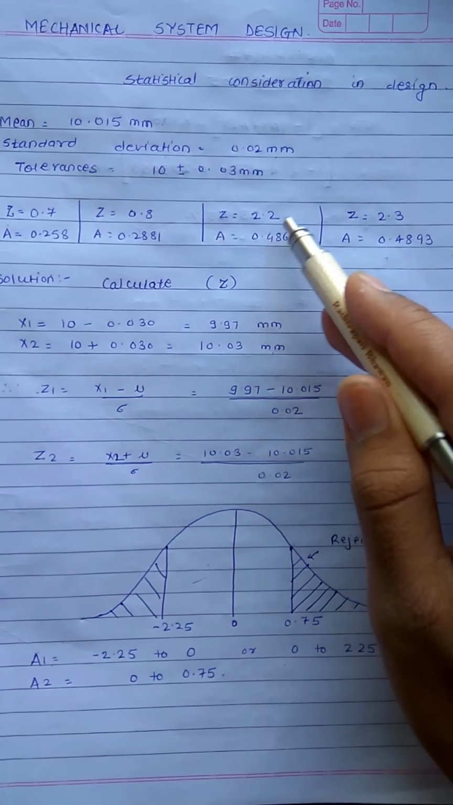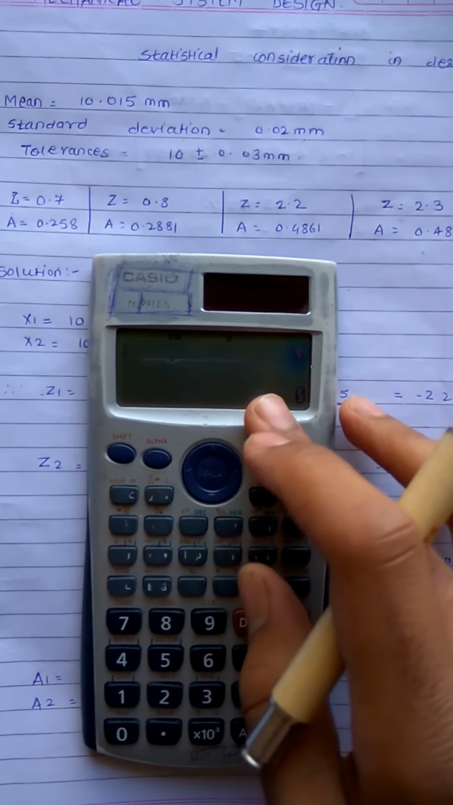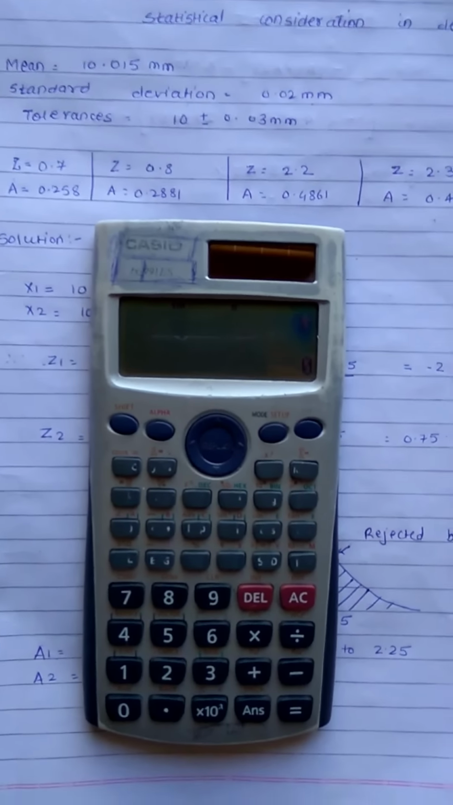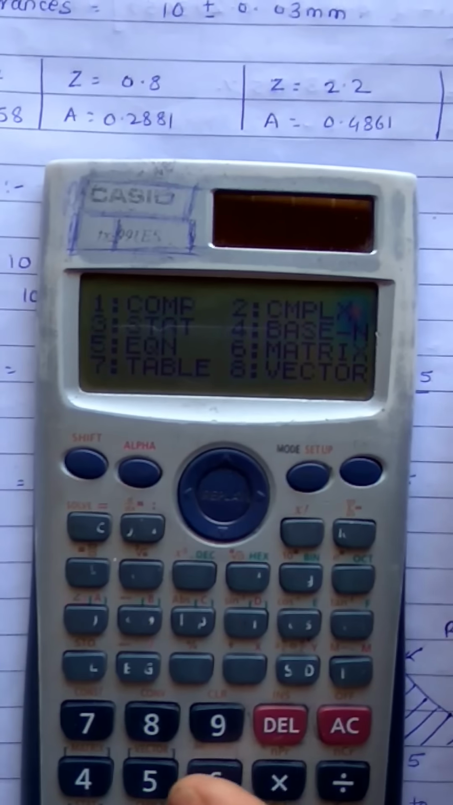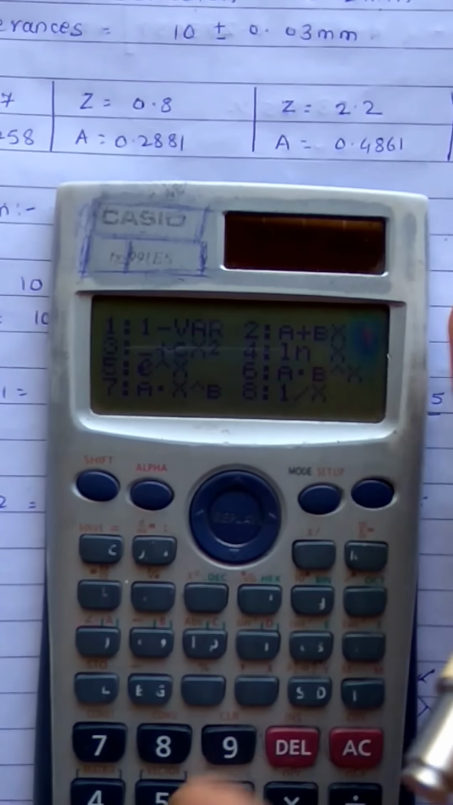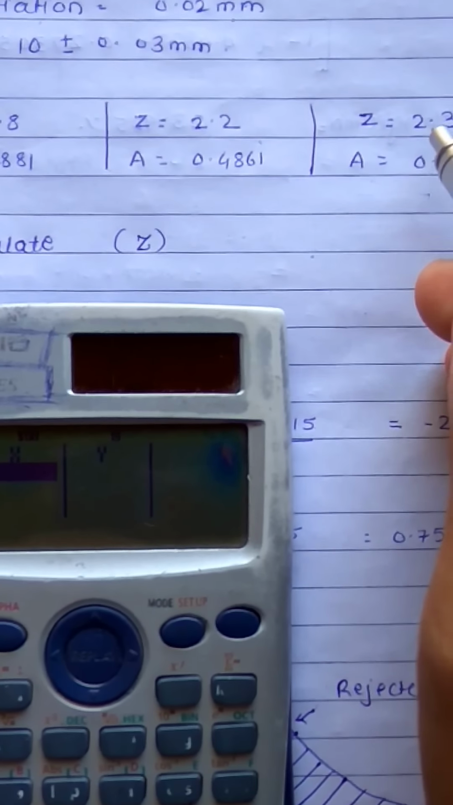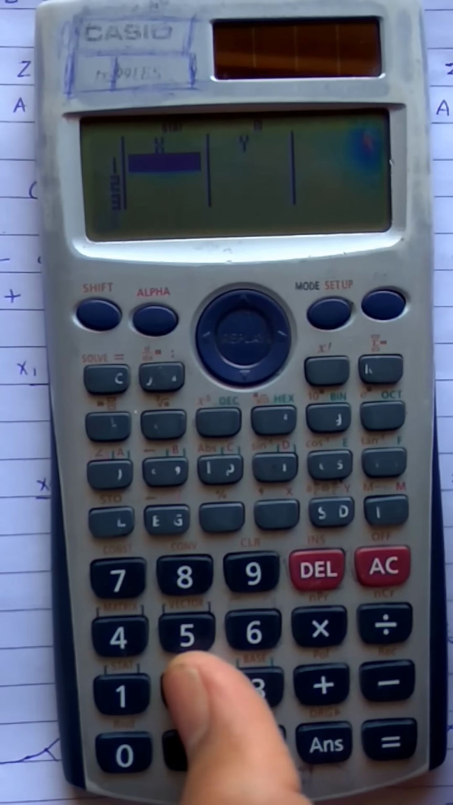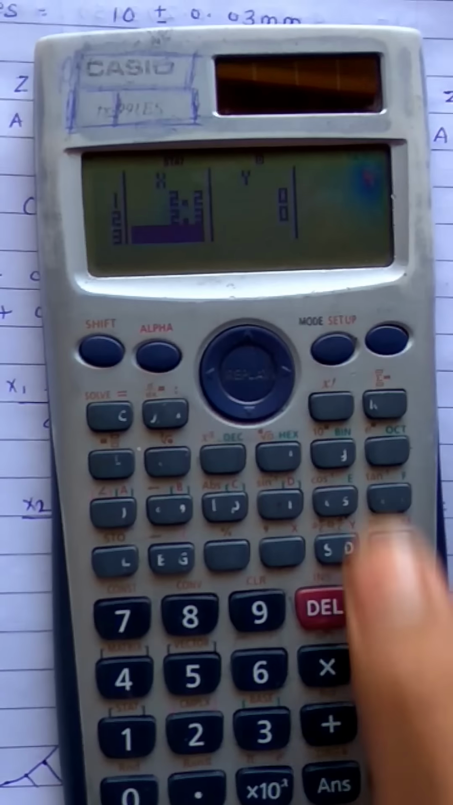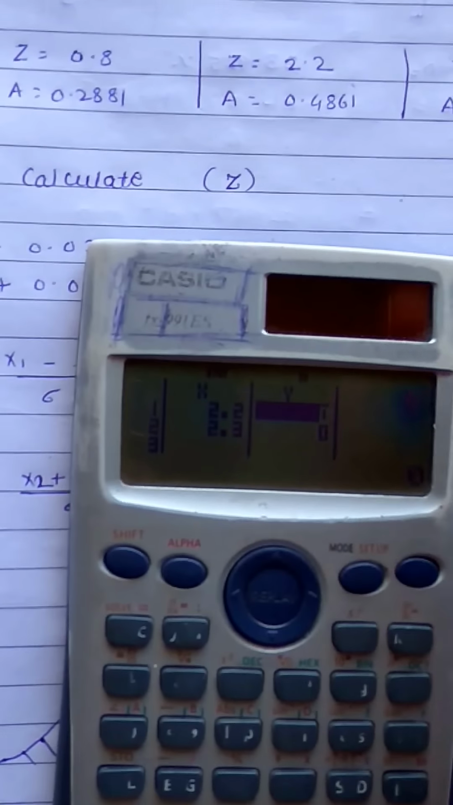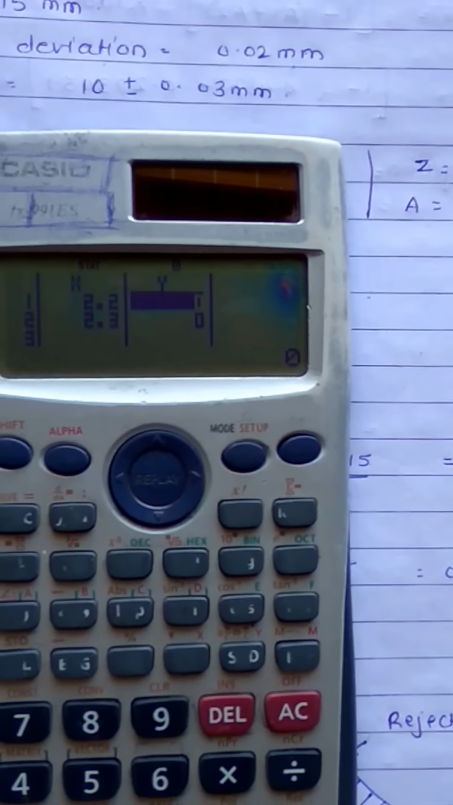It lies between 2.2 and 2.3. Let's see how to interpolate. So the first step of interpolation will be going in the mode. We have to take stat 3 and we have to take the linear equation a plus bx. The first dimension is 2.2 and the next dimension is 2.3. So putting the values 2.2, 2.3. Now we have to put their corresponding values of the area. 0.4861, 0.4893.